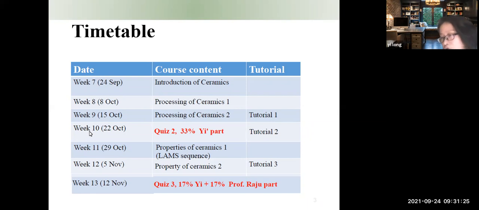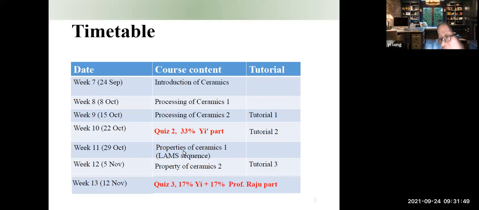This one will be 33%, which means 33 points here. It's only my part, so basically week 7 to week 9 contents. These 3 weeks will be quiz 2. Then the following week, week 11, will be properties of ceramics.